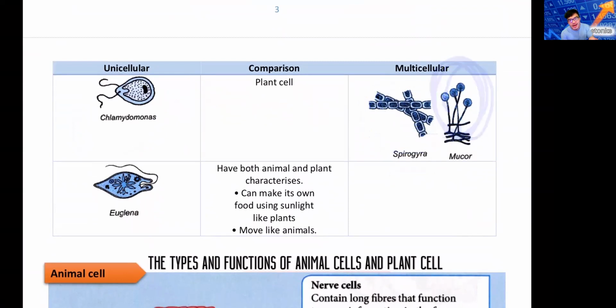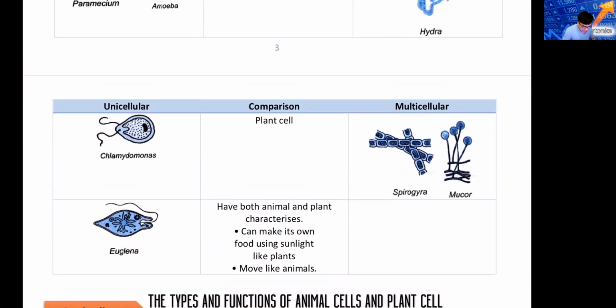You know when you put your bread outside for 2-3 weeks, you don't eat it, and then you start to see black spots on it, right? That's the mucor. That's your bread mold. All right, so these are plant cells.